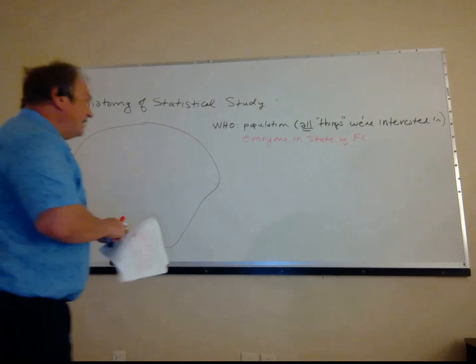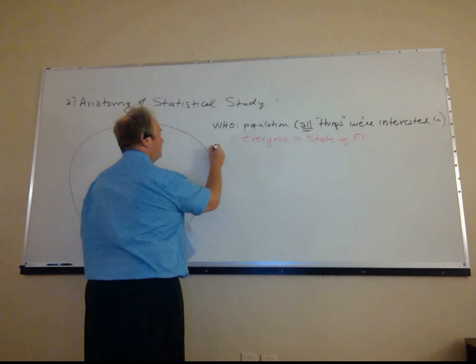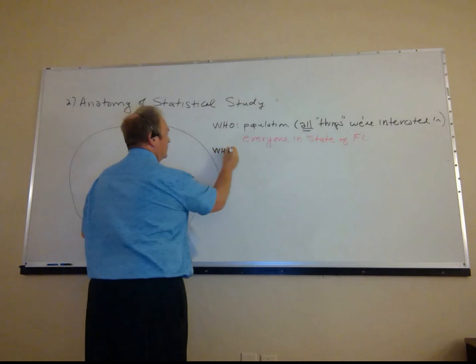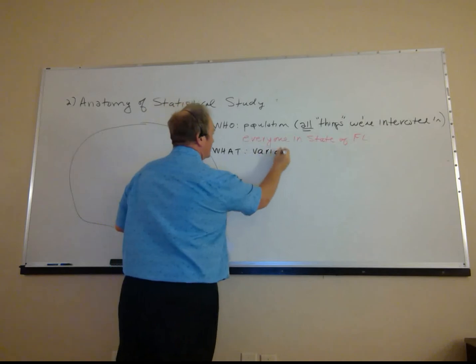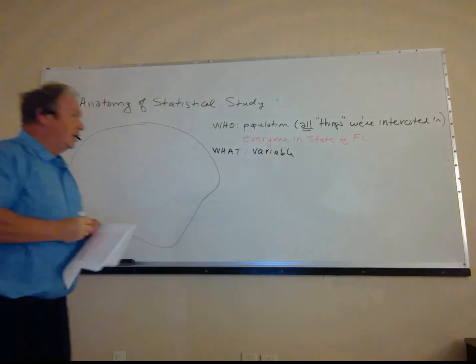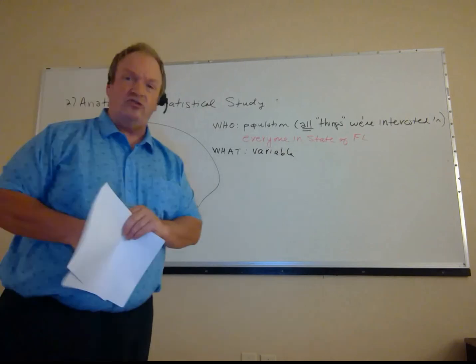Okay, the next thing we have to understand is this thing that we're going to call the variable. This is what we're collecting data on. The book doesn't talk about variables. I think that's an omission on their part.